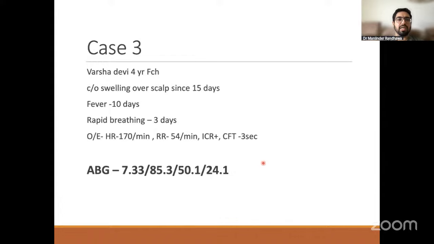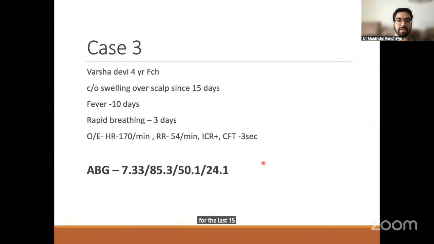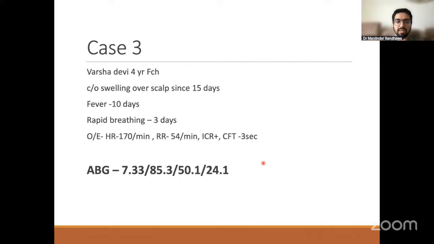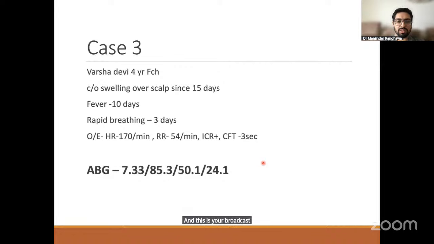The next patient here is Varsha Devi. She has come to you with swelling over her scalp for the last 15 days, and she also has developed fever for the last 10 days, and now she has rapid breathing. She has tachycardia, tachypnea. There are severe intercostal retractions. CFT is around 3 seconds. And this is your blood gas: pH of 7.33, PO2 of 85, CO2 of 50, and a bicarb of 24.